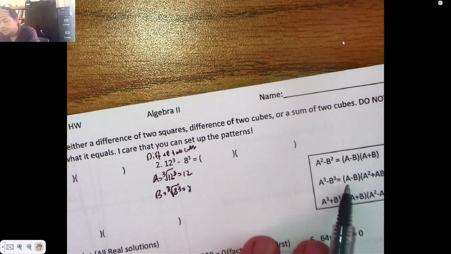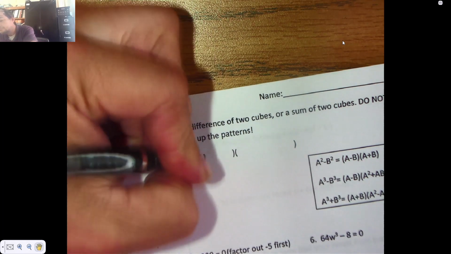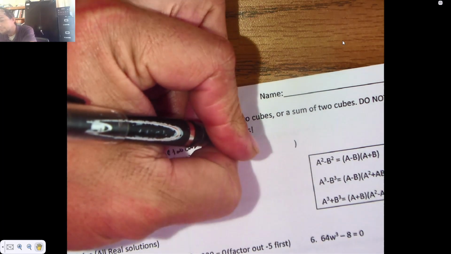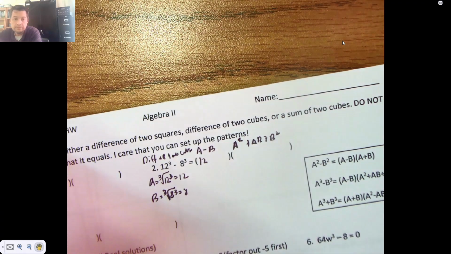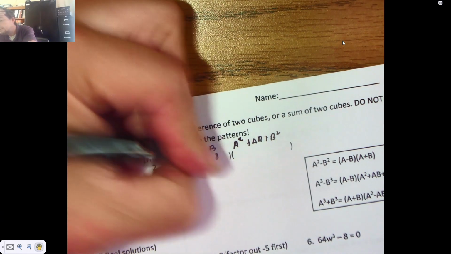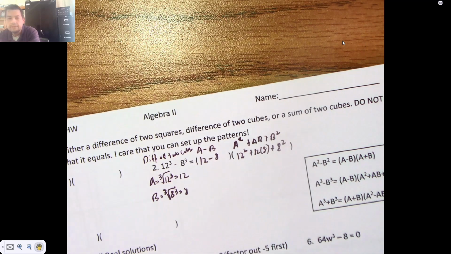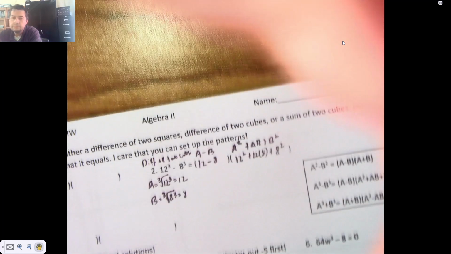So everywhere I see an A, I'm a 12. Everywhere I see a B, I'm an 8. By the way, let me write that. That's A minus B, A squared plus AB plus B squared. I just plug into it. I don't want you to do anything more than set up the pattern. That's how hard that problem is. That's how hard 1 and 3 are. You find out what A and B are, you plug into them.